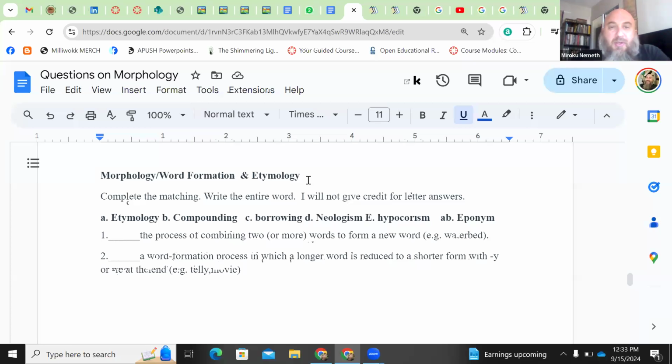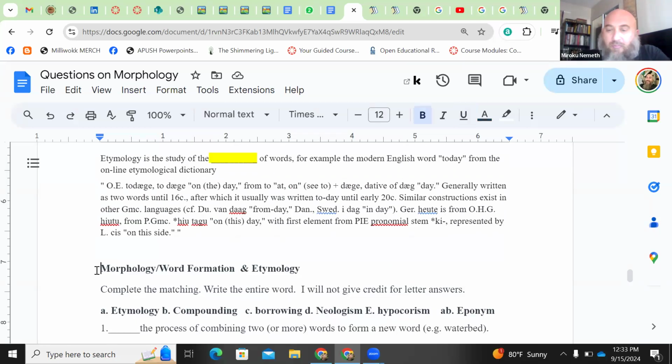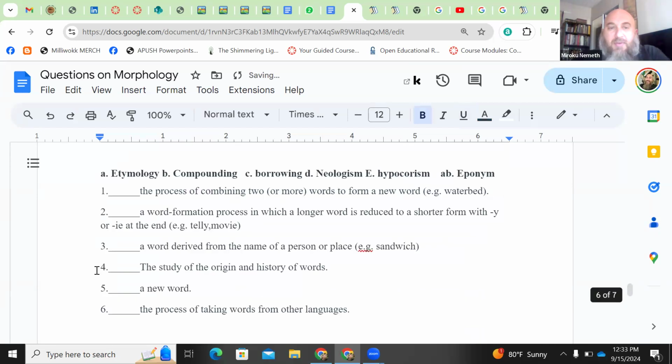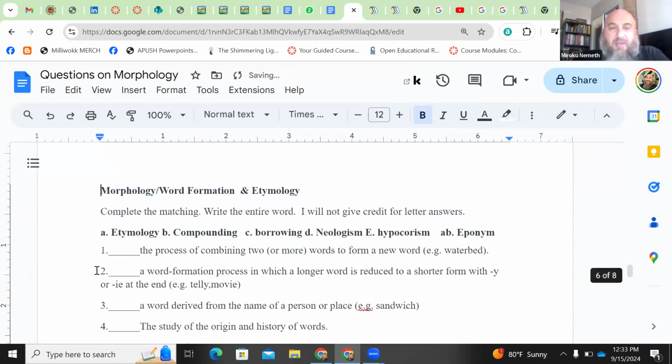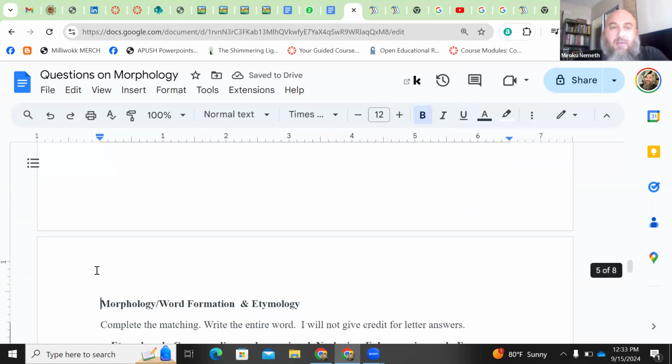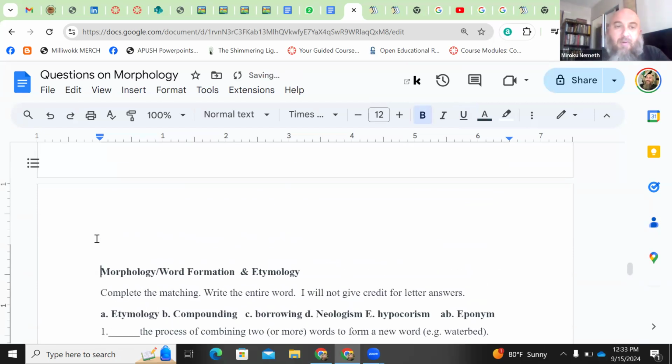Morphology, word formation, and etymology. I'm going to move this down. I put this in the previous study guides, and I want to make sure these are all 100% clear.